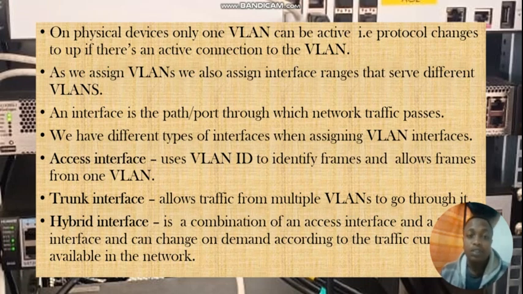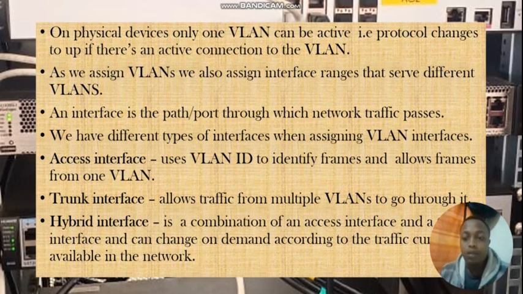Now, an interface, as we said earlier, is the path or a port through which network traffic passes, and you have different types of interfaces when you are assigning VLAN interfaces. We have an access interface, and this is an interface or a path that uses a VLAN ID to identify frames and only allows frames from one VLAN to pass through.